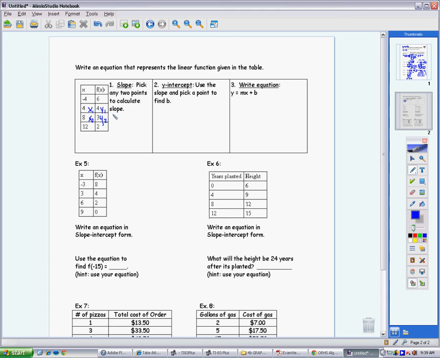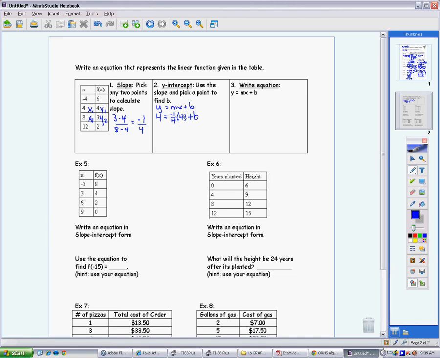So y2, I get 3 minus 4 over 8 minus 4. That leaves me with negative 1 over positive 4, and that is already reduced. So my slope is negative 1/4. Y-intercept, again, you get to pick the point. I think I'm going to pick 4, 4 for this one. So we're going to do the y equals mx plus b. And I'm going to have y is 4 equals m is negative 1/4 times 4 plus b.